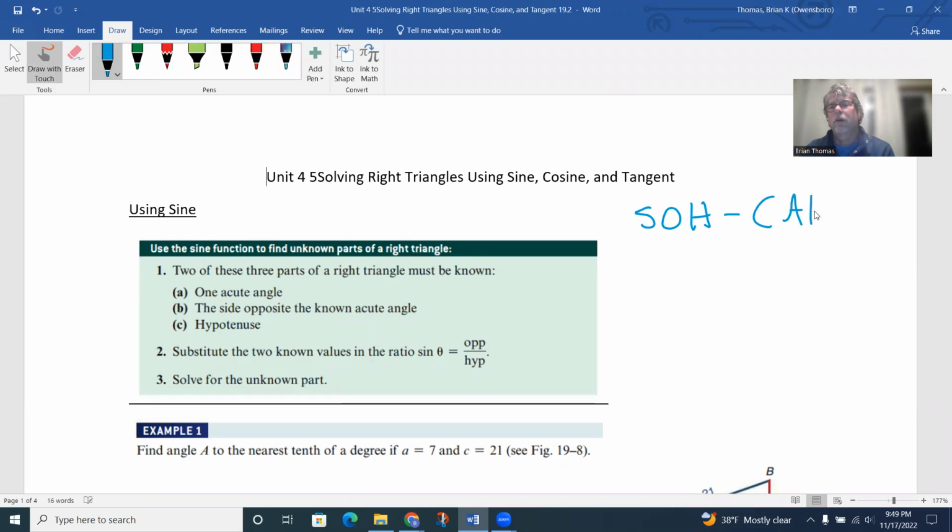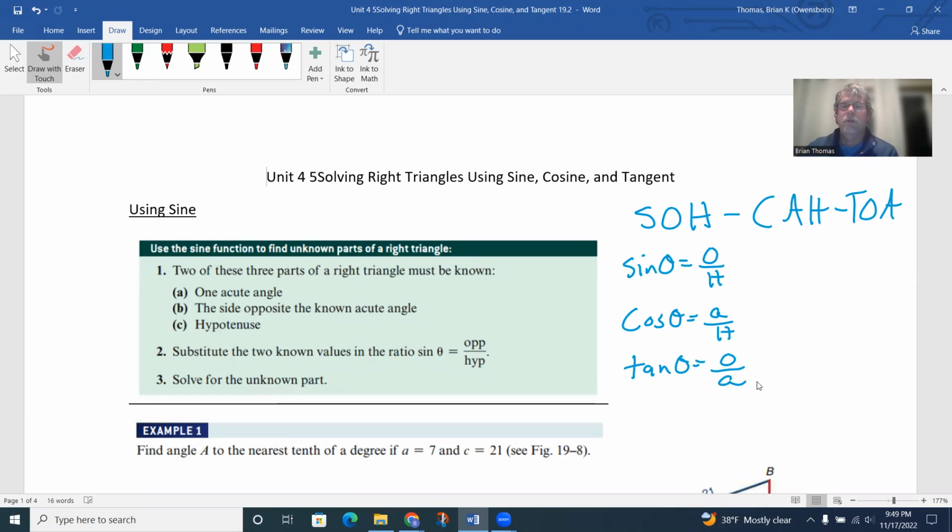SOH, CAH, TOA. SOH stands for sine of an angle theta is equal to the opposite side over the hypotenuse. CAH says the cosine of an angle is equal to the adjacent over the hypotenuse. And then TOA, tangent of an angle is equal to the opposite over the adjacent, if you will.